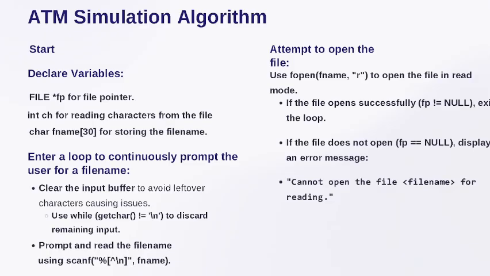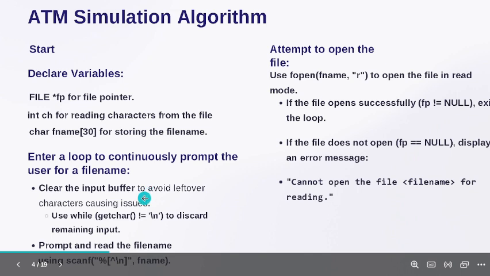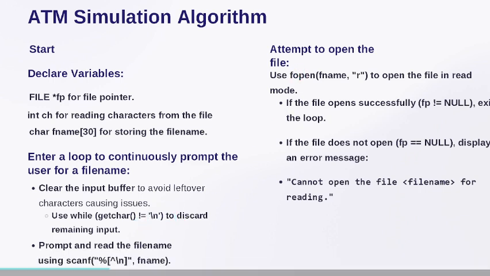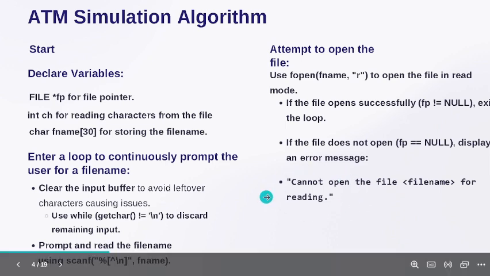Now, this is the particular algorithm for my code. Start and declare variables as mentioned. Enter a loop to continuously prompt the user for a file name. To avoid the leftover characters, I have cleared the input buffer, and to discard the remaining input, this particular code is written. To read the file name, I use scanf as mentioned. Then attempt to open the file, using fopen in read mode. If the file opens successfully, it will exit the loop. If the file does not open, it will display an error message as mentioned.